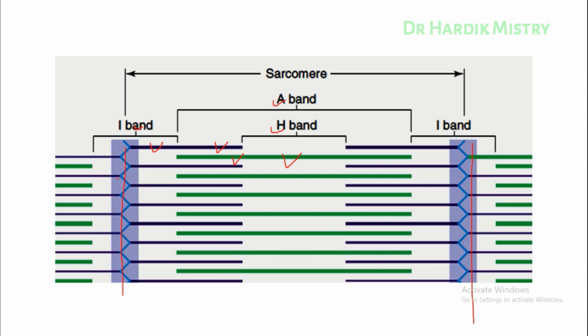And here you are seeing that this actin filament binds with the Z disc or the Z line, and the Z line is made up of protein. So this figure of the sarcomere is the most important for muscle physiology.